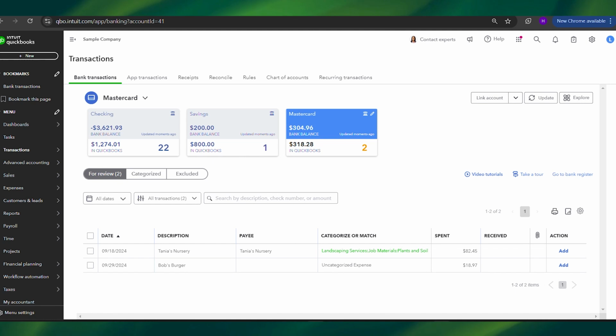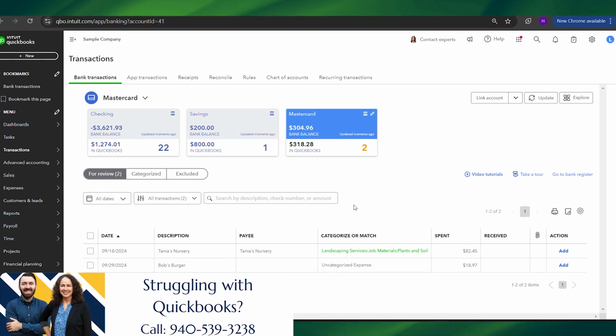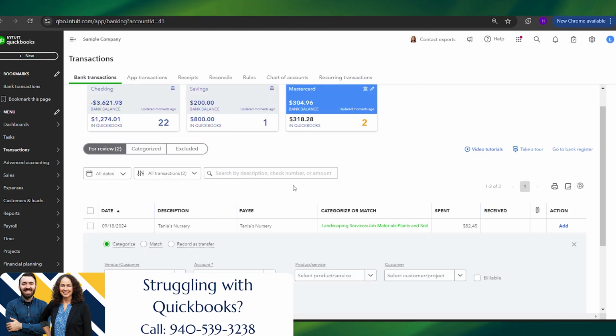Today I'm going to be talking about how to find and correct double counted expenses. To start out, we have the bank feed, and we're going to code these two transactions. And we're going to code them just like you usually do.